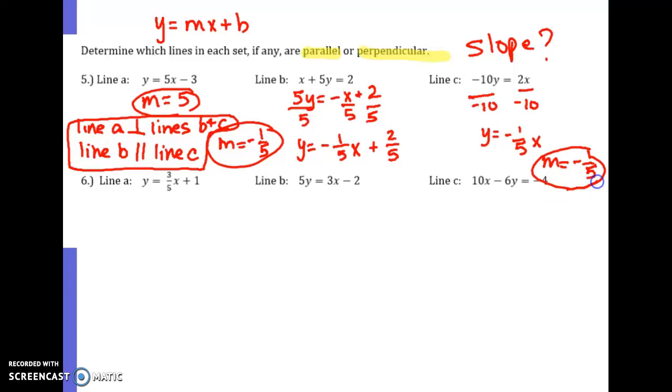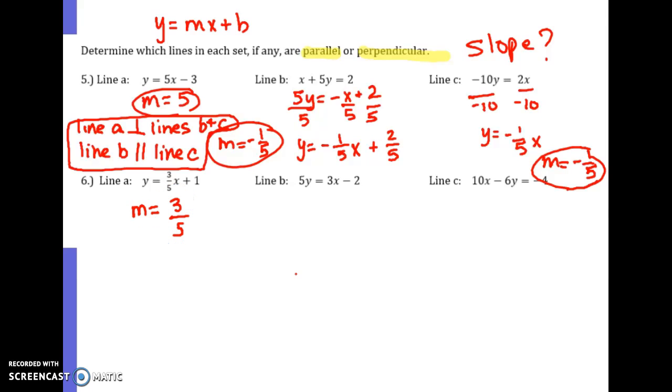Okay, so that last video got cut off, but you can see that line A is actually perpendicular to lines B and C because their slopes are the opposite reciprocals. And we can determine that lines B and C are actually parallel because they both have -1/5 as their slope. Okay, moving on to number 6, I can pull out here the slope because it's already in slope-intercept form.